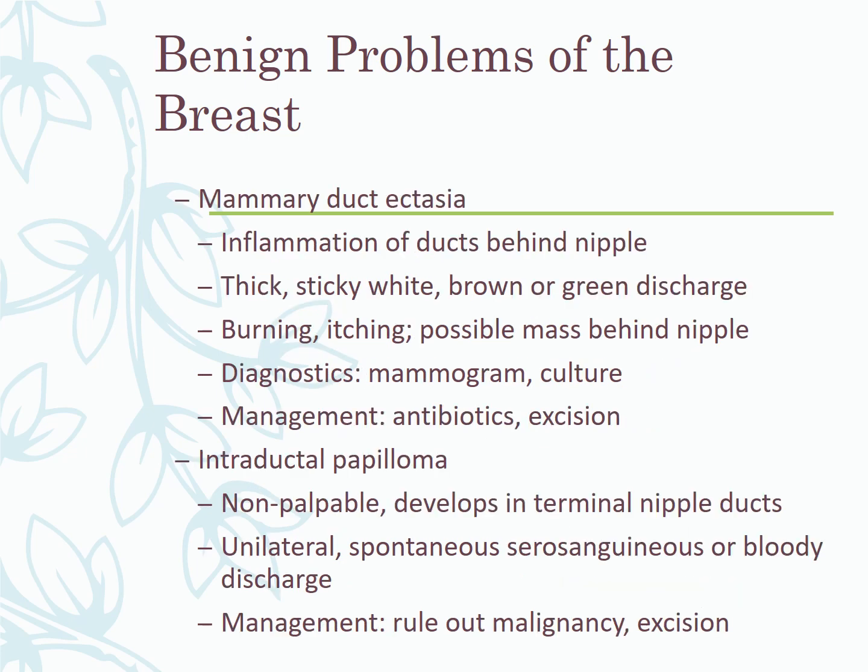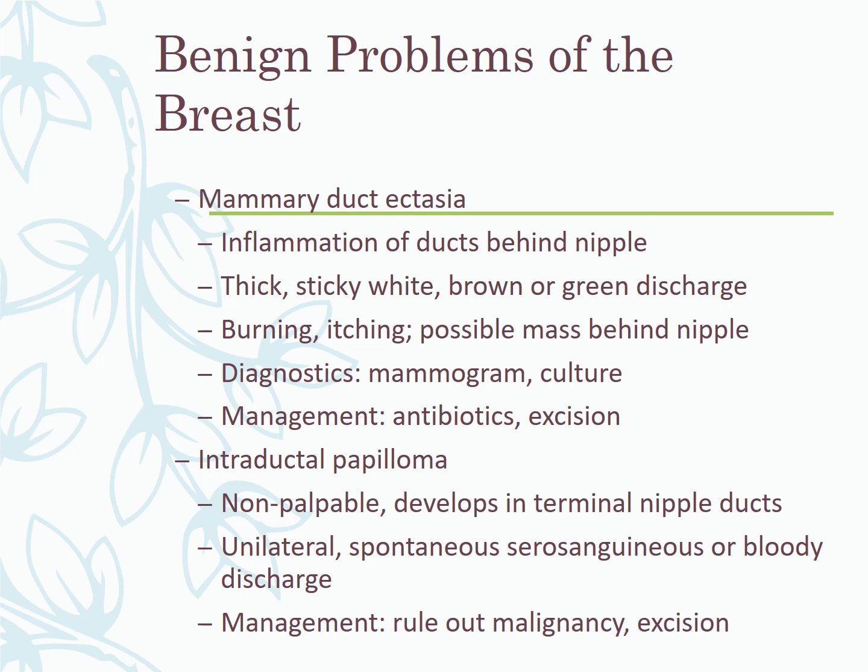Mammary duct dystocia is inflammation of the ducts behind the nipple. It occurs in perimenopausal women. It's very self-limiting. They might have thick, sticky white, brown, or green discharge. They have burning, itching, maybe a possible mass behind the nipple that can be palpated. Diagnostically, we're going to look at mammogram and doing a culture on that discharge. Management is going to be antibiotics and excision. We're going to get that mass out of there.